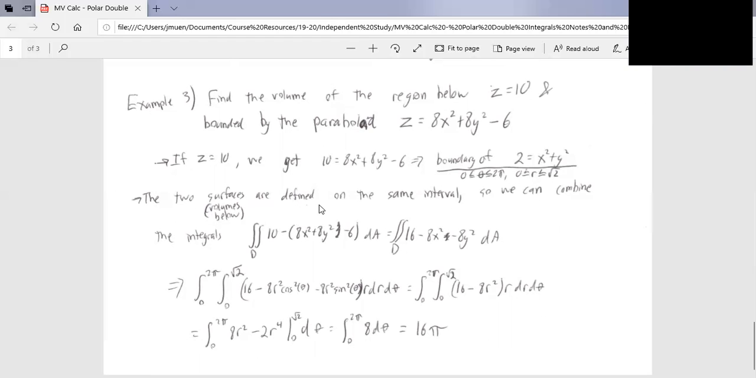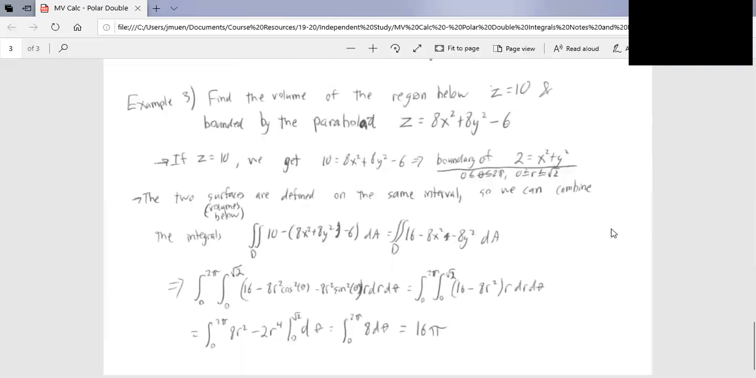Wonderfully here, then, the volumes below these two surfaces are defined on the same integral. So we can just combine the integrals. Instead of just finding the two volumes separately, we just say, well, great, we're looking at the double integral of 10, the upper region, minus the lower region, so 10 minus 8x squared plus 8y squared minus 6 dA, which we can change to 16 minus 8x squared minus 8y squared dA. But then this just becomes polar form.